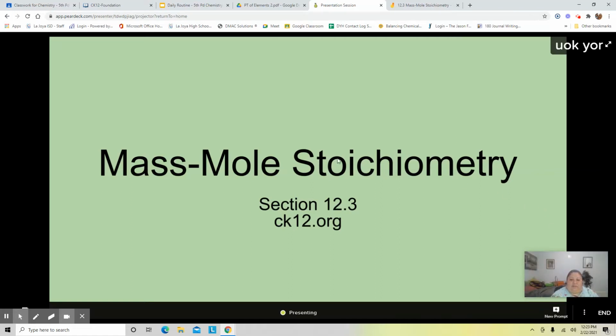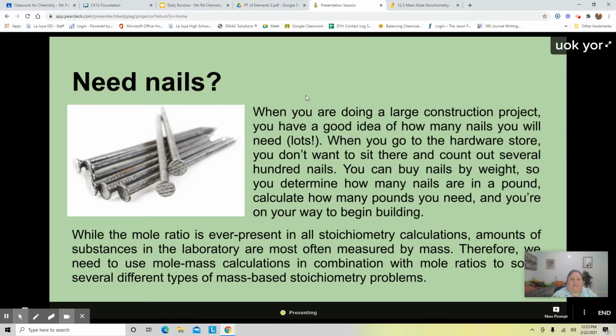Welcome back, guys. Today we're going to be covering section 12.3, Mass-Mole Stoichiometry from your CK12 packet.